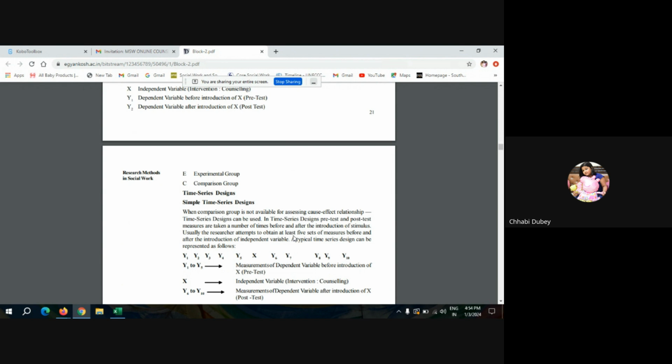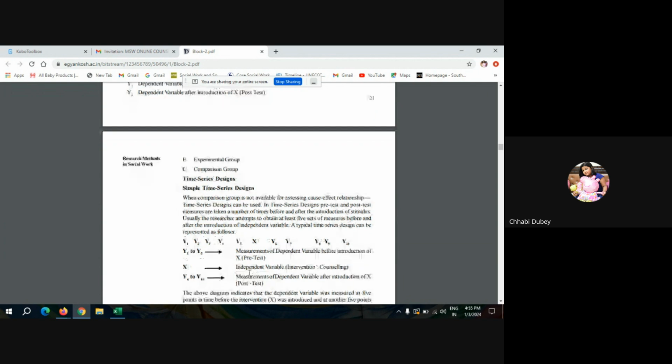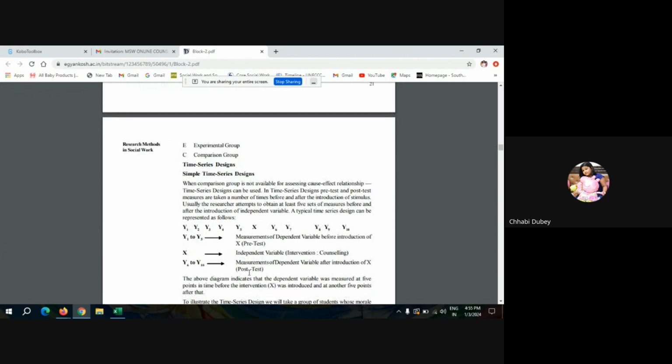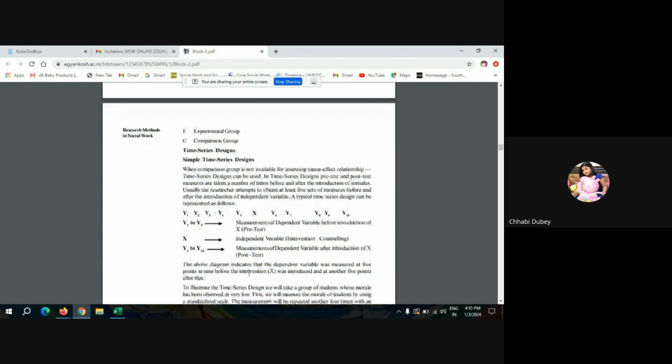Usually the researcher attempts to obtain at least 5 sets of measures before and after the introduction of the independent variable. Okay, so they have given the typical time series design represented like this. These measurements are taken in different sets, at least 5 such sets of measurements before and after the introduction of the independent variable. Now, this is an example that they have given for this.